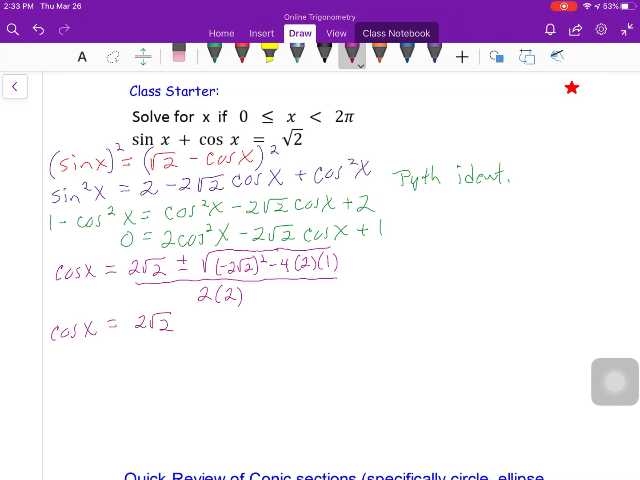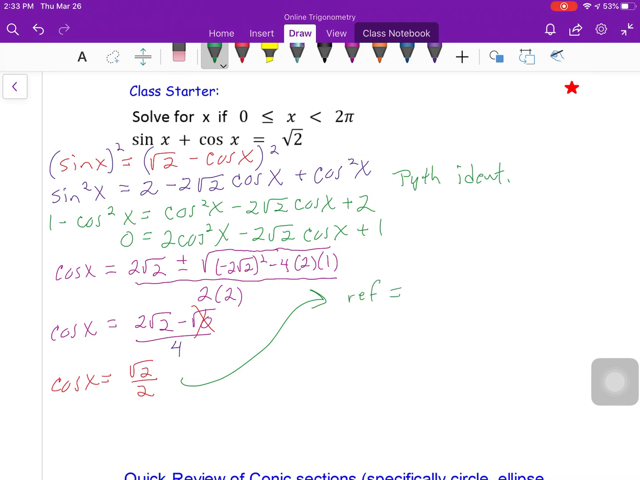Cosine of x equals, I have 2 square roots of 2. When I square the negative 2 square roots of 2, I would have 8. So I have 8 minus 8, which gives me a 0. So I have minus the square root of 0. Now the square root of 0 we know is just 0. And on the bottom we still have 2 times 2, which is 4. So the square root of 0 being 0, I could just reduce this and have the cosine of x equals square root of 2 over 2.